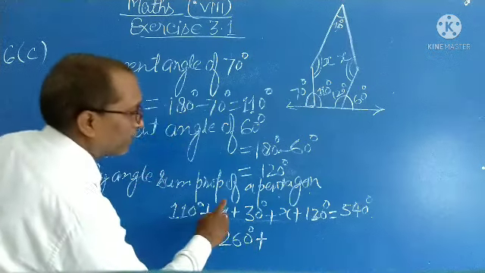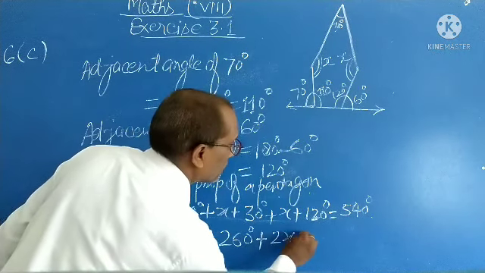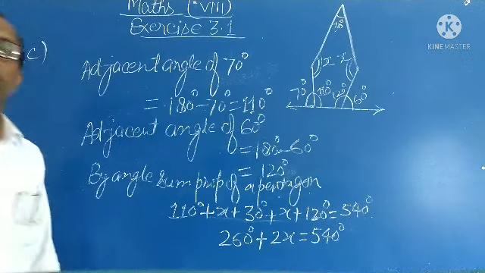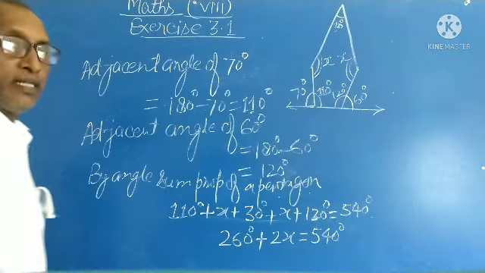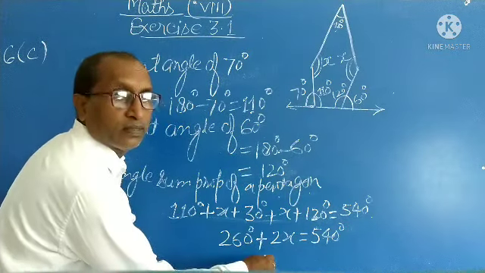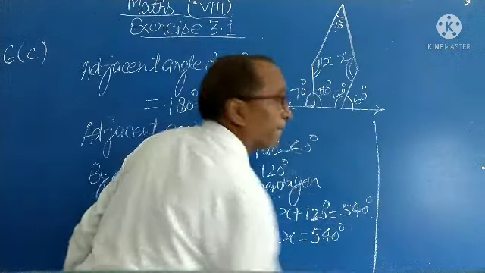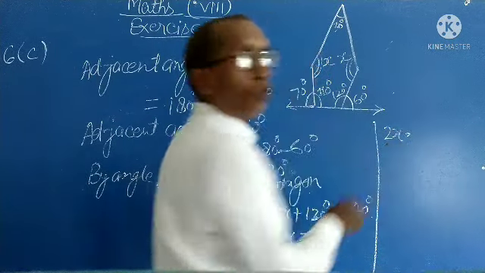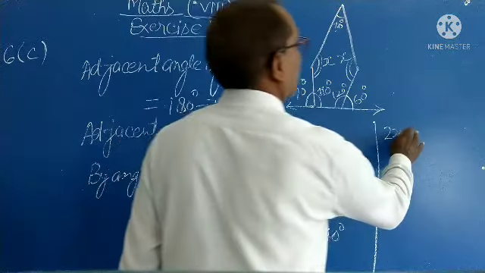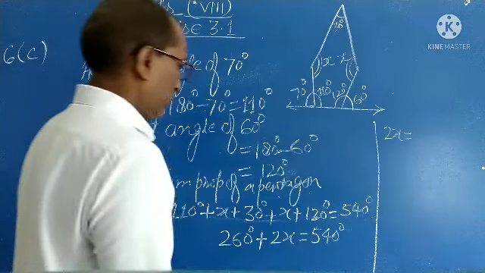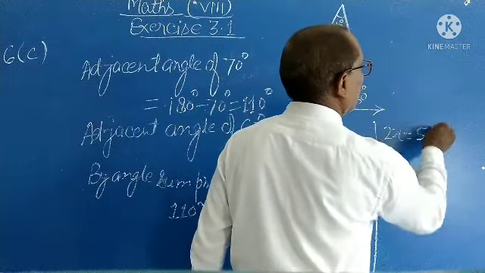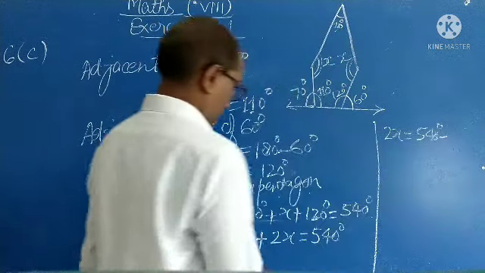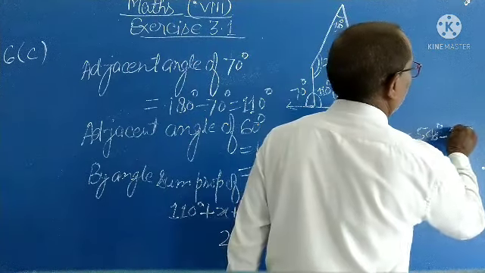260 degree plus 2X is equal to 540 degree. Then 2X is equal to 540 minus 260 degree.